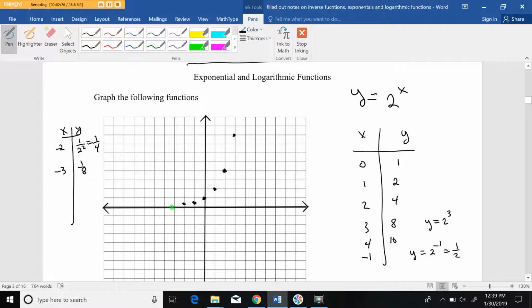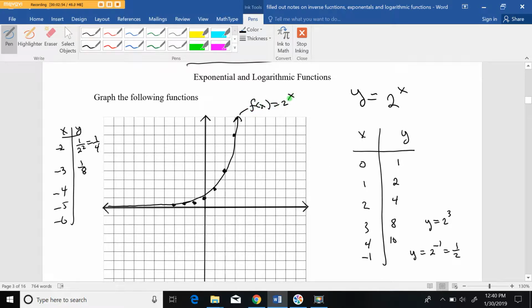1/8 is barely above the axis. And as we keep going, -4, -5, -6, what we're getting is smaller and smaller and smaller values. They're getting really close to the axis. 1 over 2 to the fifth is 1/32. That's not even the width of the pen here. So let me just sketch this. And there's a graph of f of x equals 2 to the x.